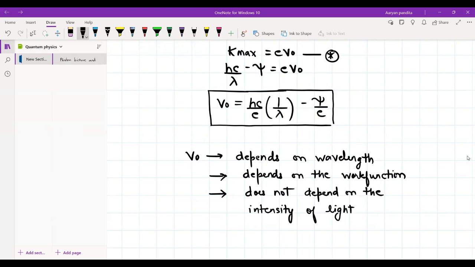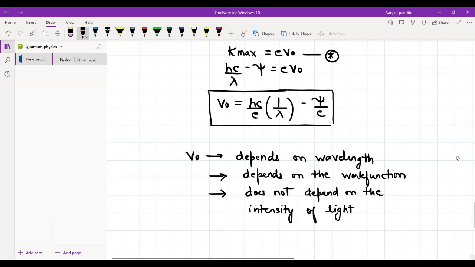Even if you have a very, very high intensity of the source, it does not matter if the energy is not greater than the work function. It does not matter how high the intensity is, the electrons will not come out of the metal surface, and the photoelectric effect will not take place. So a very important fact is that even the kinetic energy is independent of the intensity of light, and therefore I should write it.